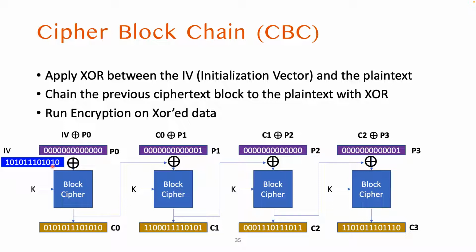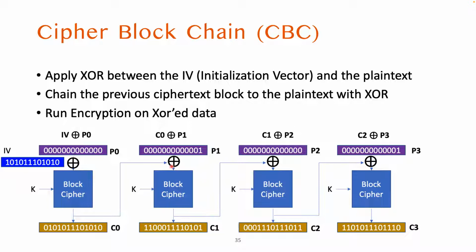IV is completely random. So we get the first block, and we XOR the first block with the IV. The result will look completely random, and then we encrypt that. The reason it is called Cipher Block Chaining is that the ciphertext of the first block will be supplied to the next block's XOR value.